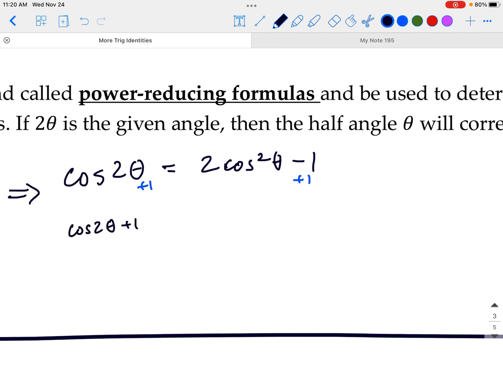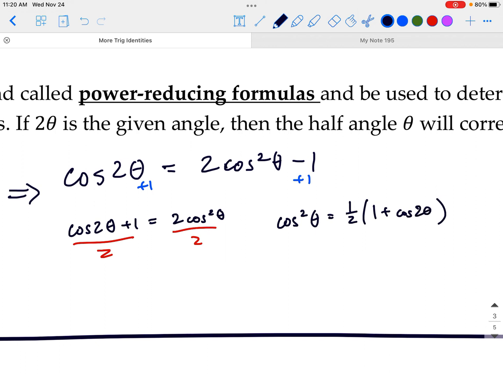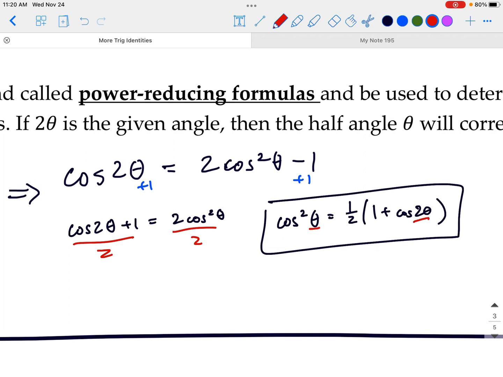So we'll get cosine 2 theta plus 1 is equal to 2 cosine squared theta. And then we'll just divide by 2. So kind of an easier way to write it is cosine squared theta is equal to 1/2 times the quantity of 1 plus cosine 2 theta. And what you'll notice here is that you've got a double angle, half angle identity sort of thing going on, depending on which angle you're focused on. So note theta is half of 2 theta.